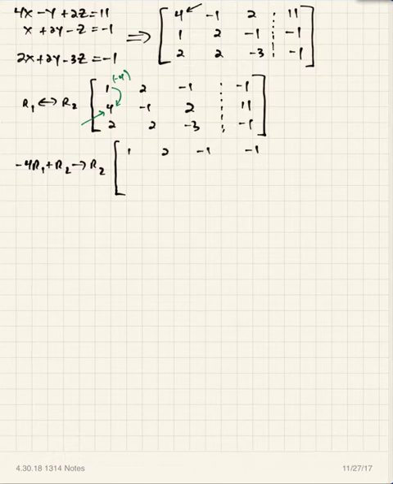So I write down rows 1 and 3 because those don't change. Only row 1 changes. I'm sorry, only row 2 changes. All right, so -4 times 1 is -4. I add it to 4 and I get 0. -4 times 2 is -8. I add it to -1 and I get -9.